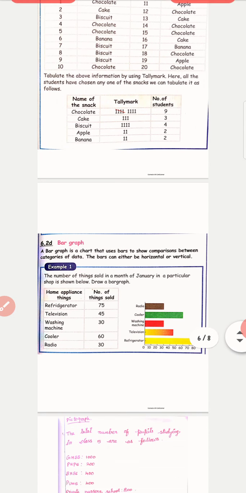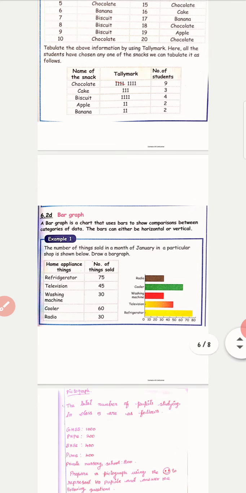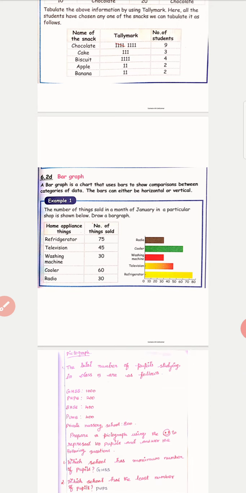A bar graph is a chart that uses bars to show comparisons between categories of data. The bars can be either horizontal or vertical. A bar graph makes it easier to compare the given data. So we have to use bars, either horizontally or vertically.